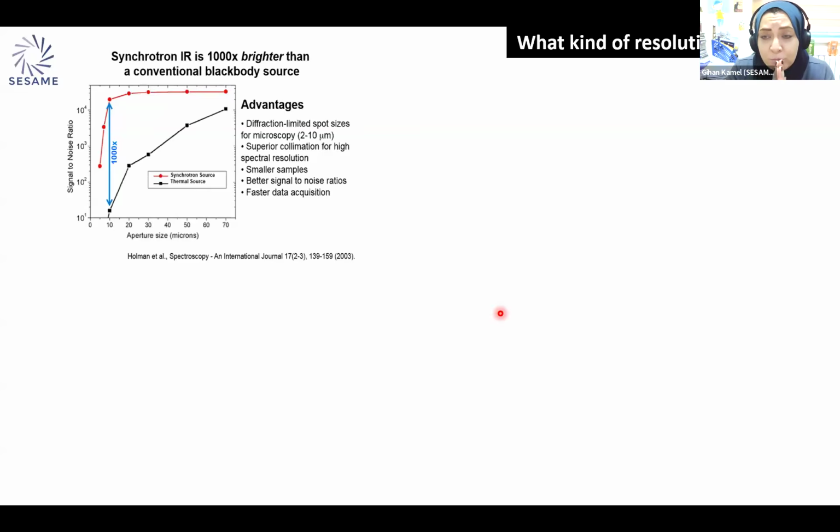So again, we can use this for diffraction-limited spot size for microscopy on a very small scale, like 2 to 10 microns. Again, investigating smaller samples, a huge gain in the signal-to-noise ratio. And we always pay attention: we don't say that we are getting a better signal. We always keep saying better signal-to-noise ratio.